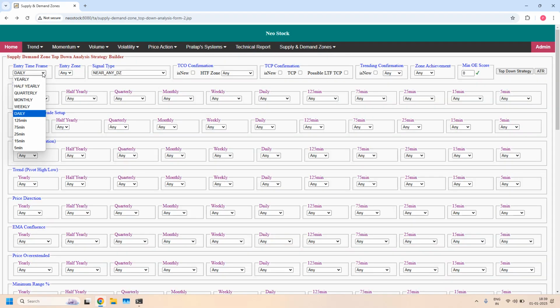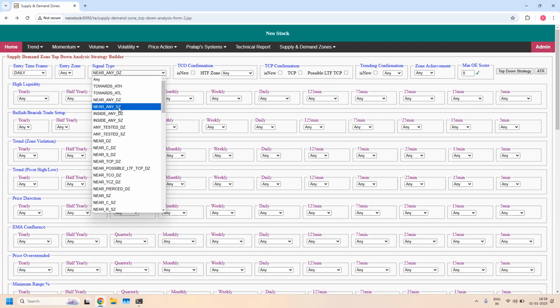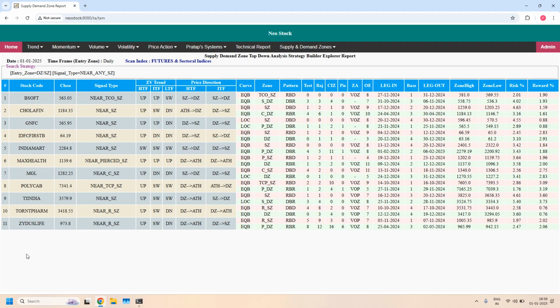Okay, next, daily time frame. Let us find the stocks near daily supply zone. 11 stocks are filtered. Let us identify high liquidity daily supply zones from this list. MGL is having a high liquidity zone. Polycab is having a high liquidity zone. Torrent Pharma is having a high liquidity zone. Zydus Life is having a high liquidity zone. So we identified 4 daily high liquidity supply zones from this list.